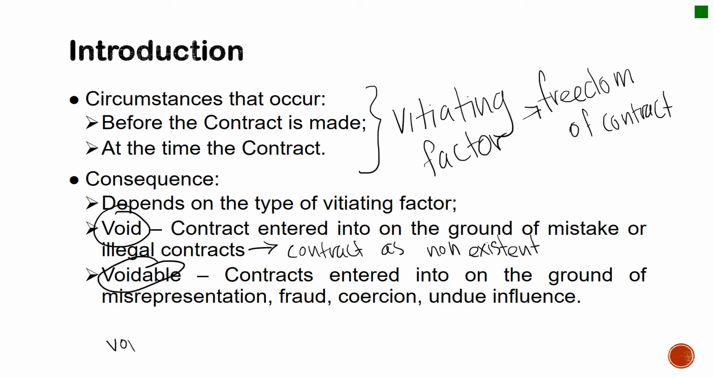But when you say the contract is voidable, the innocent party has a choice. They either have a choice to affirm or void the contract. So voidable means you have a choice. If you want to go ahead with the contract, you can.